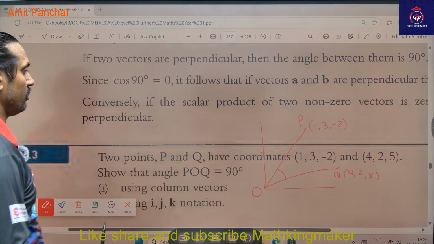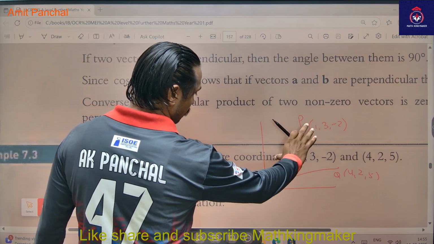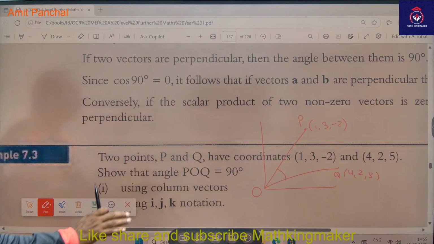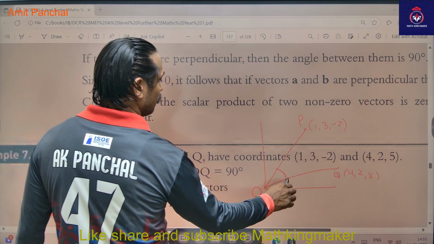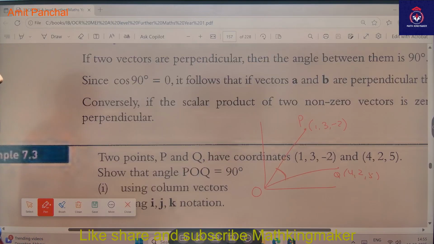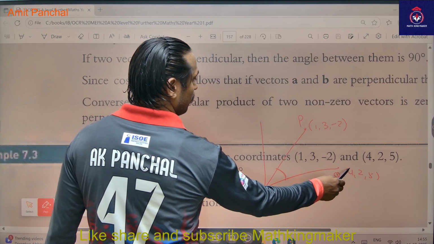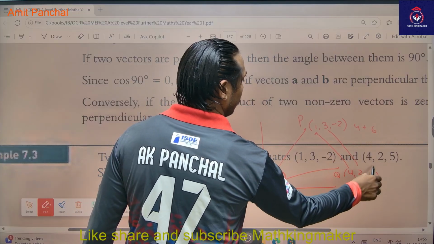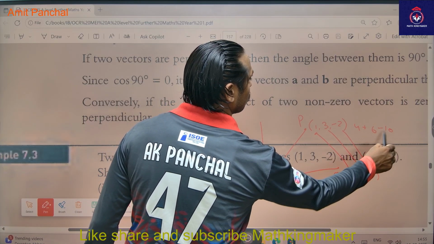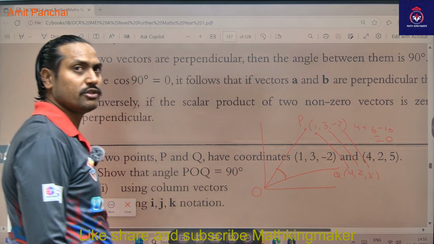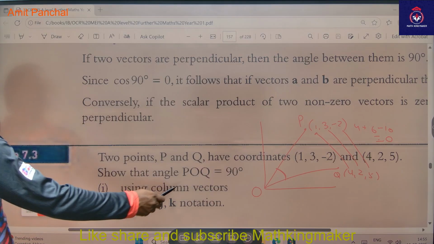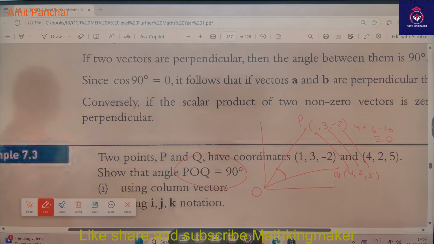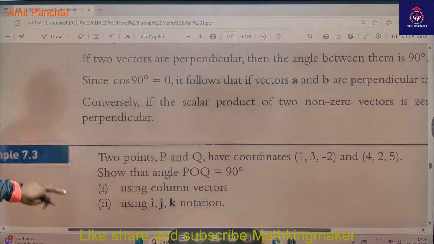Simply find the position vectors of P, that will be given as OP, and OQ. Just find the angle between these two. The dot product will be 0 if they are perpendicular. So multiply 4 and 1, that will be 4, 3 and 2, that will be 6, 5 and minus 2, that will be minus 10. So that is equal to 0. You will see that the dot product is 0, that's why angle POQ is 90 degrees. Now move on to the next one.